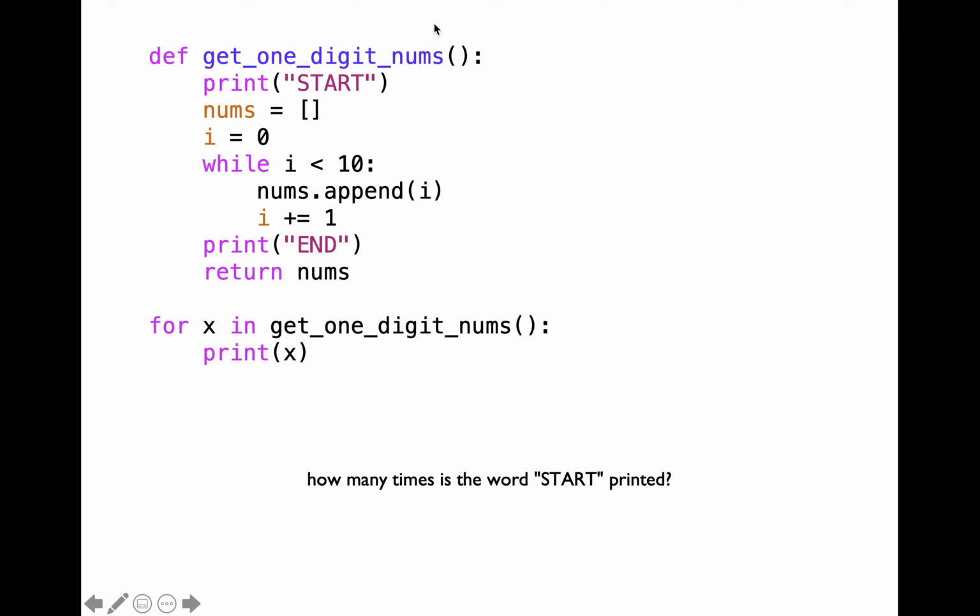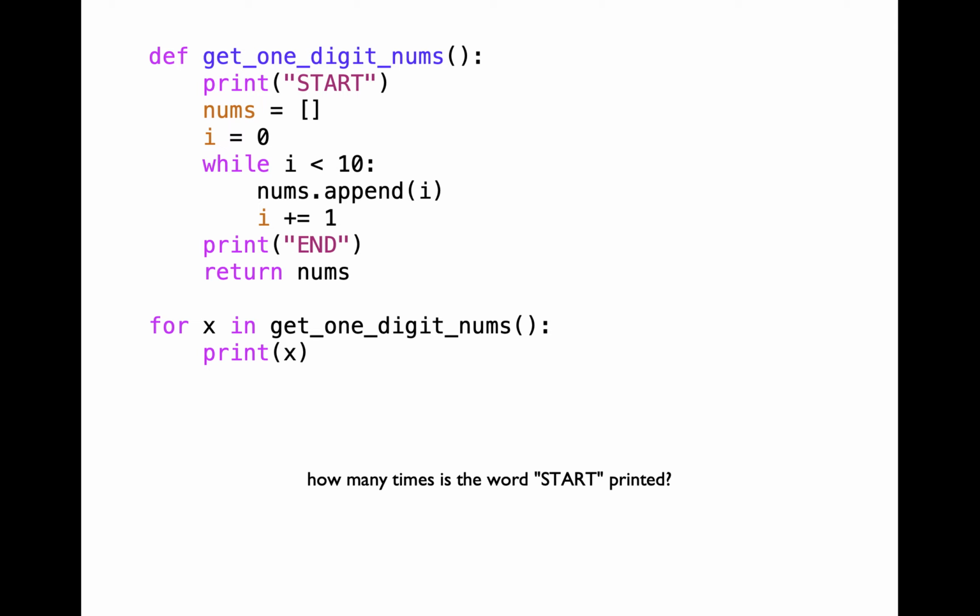By looking at this function definition, the string start is coming from this particular print line, which is part of the get one digits num function. And as you can see, that function is being called from this particular line, which is part of this for loop. If your answer was that start gets printed just once, then you have the correct answer. But if you were thinking of a higher number, let's say 10, then let me explain why that is not correct.